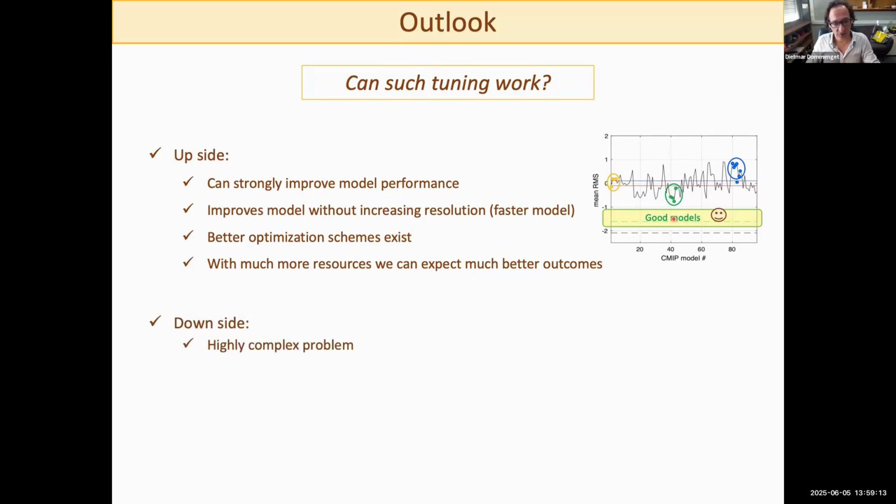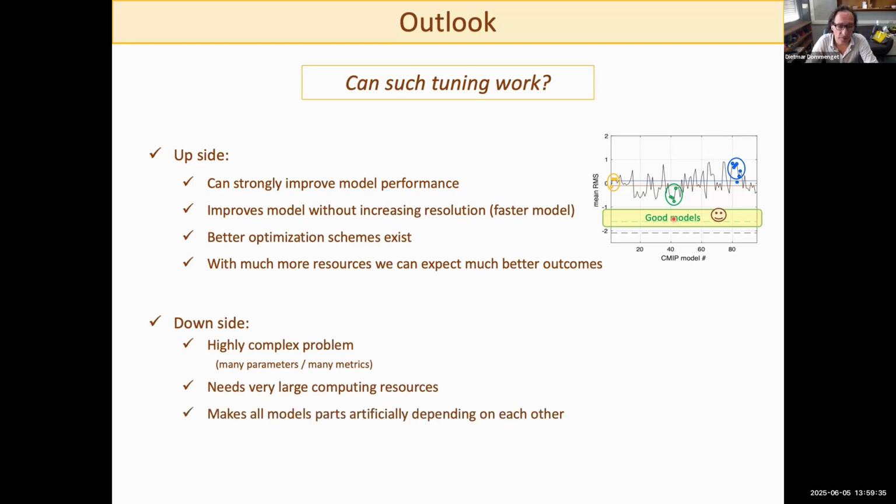So the downside is this is really a highly complicated problem. There are many, many parameters. There are many, many metrics, and it is really, really complicated. And it needs really a lot of computing resources. So we did about 1,000 runs. Probably, I think you need more than 1,000 runs to do this. And so it really needs large computing resources.